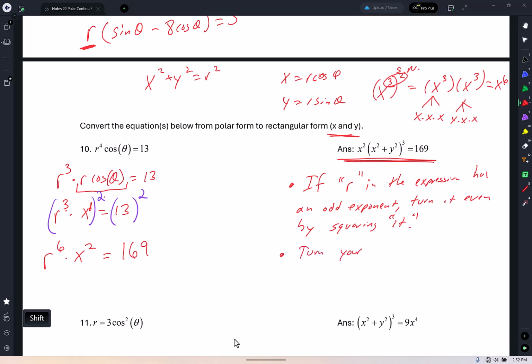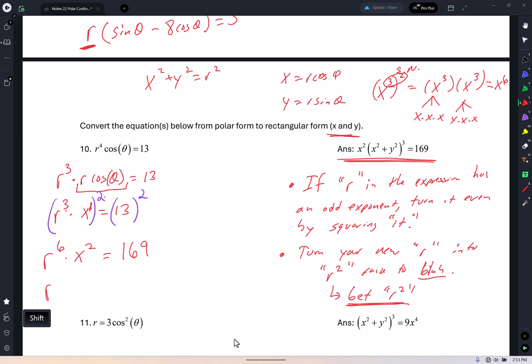Turn your new r into r squared raised to blah. Trav, I don't get it. What does that mean? Okay, I want to have an r squared. So maybe I should say get r squared. Yeah, you'll see right now. What does it say here? That I need to get r squared. Okay, so I'm going to force this r to the 6 into r squared.